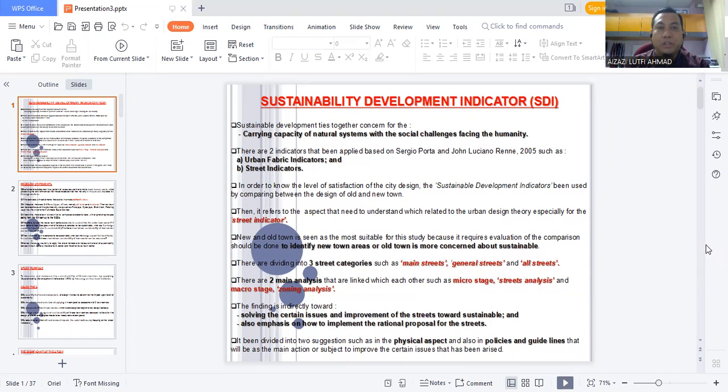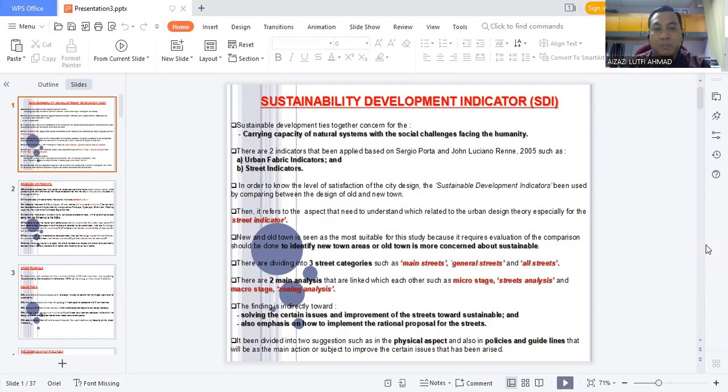Okay. For the introduction, Sustainable Development ties together concern for the carrying capacity of nature systems with the social challenges facing humanity. There are two indicators that we apply based on Sergio Porta and Ombretta Romice, 2005, such as urban fabric indicators and also street indicators. In order to know the level of satisfaction of the city design, the sustainable development indicators are used by comparing the design of old and new towns.